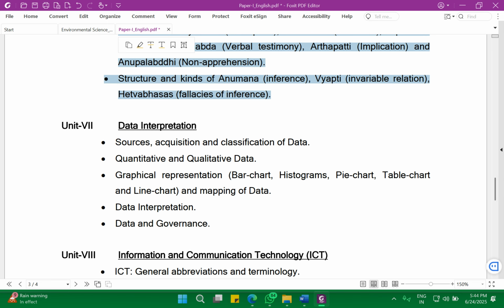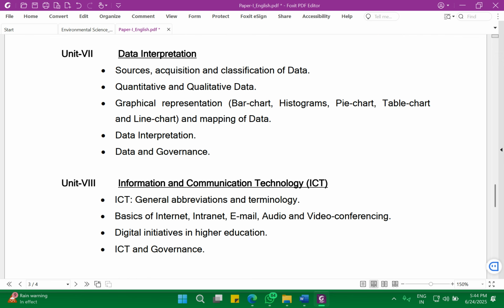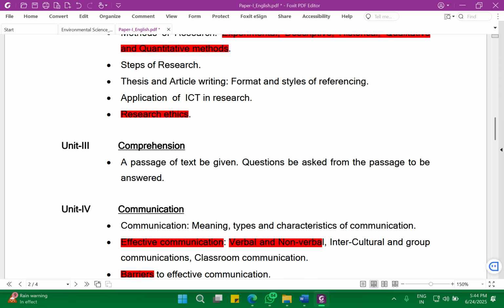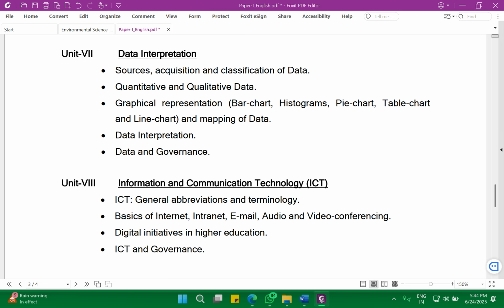And next is data interpretation. They may give some table or some chart, and from that they may ask questions. Never ever lose marks in this data interpretation area, the ICT area, and comprehension. So 15 out of 15 you need to get from these 3 units. Then you can easily achieve your JRF.